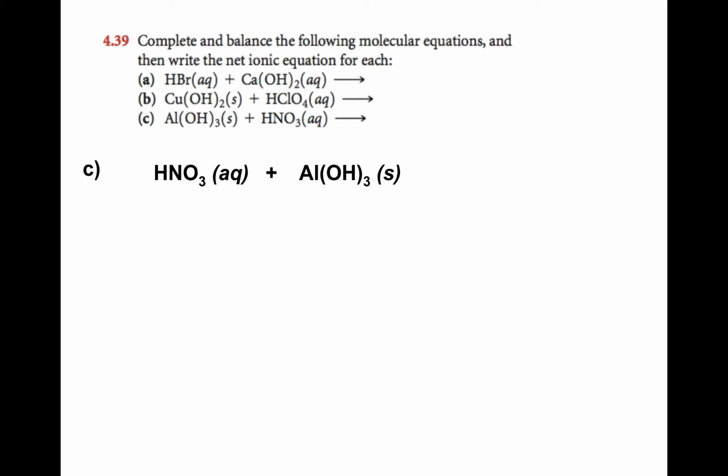It's the same type of reaction with C. You've got nitric acid, a strong acid, reacting with aluminum hydroxide to form water. So you've got 3 hydroxides in 1 mole of aluminum hydroxide. Therefore, we need 3 nitric acids to make 3 waters. So 3 H pluses matched up with the 3 hydroxides makes 3 waters, and you're left with aluminum nitrate.